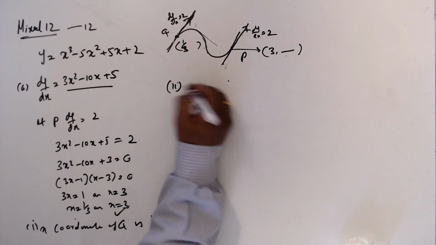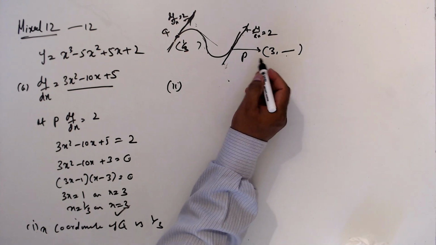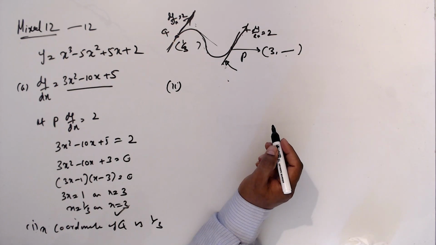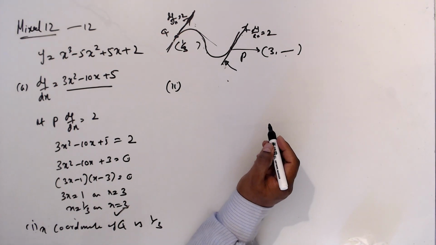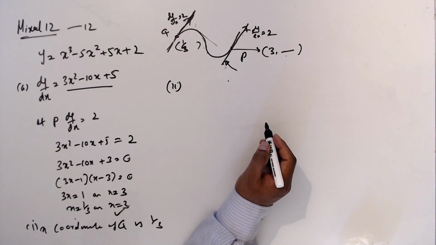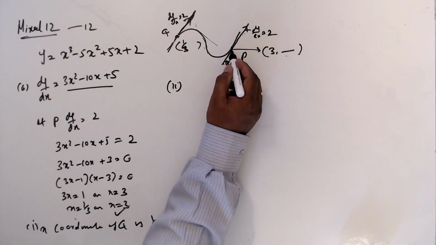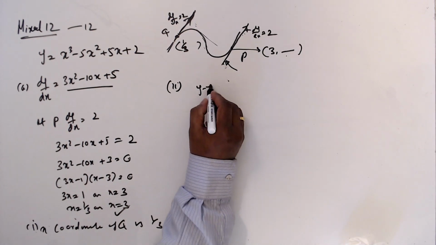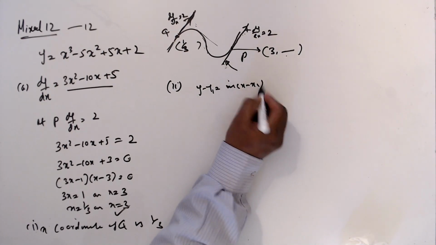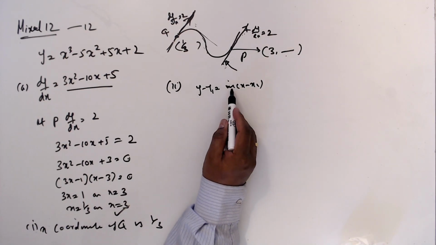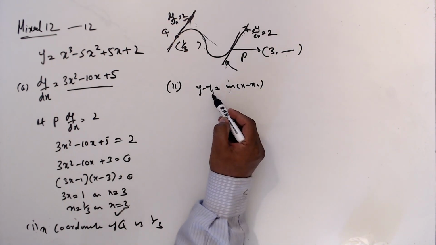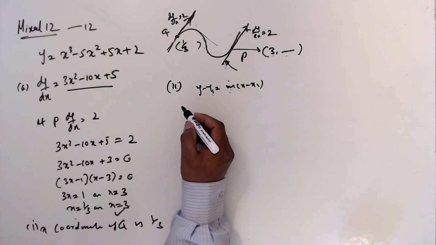Part 2. We want to find the equation of this tangent line. How do we do it? We have the gradient, then we need a point on this line, because y minus y1 equals m times x minus x1. To apply this, we need a point and a gradient. The gradient we already have. The x value we also have, I need a y value.